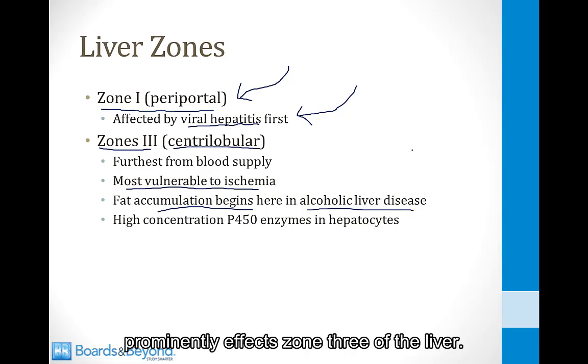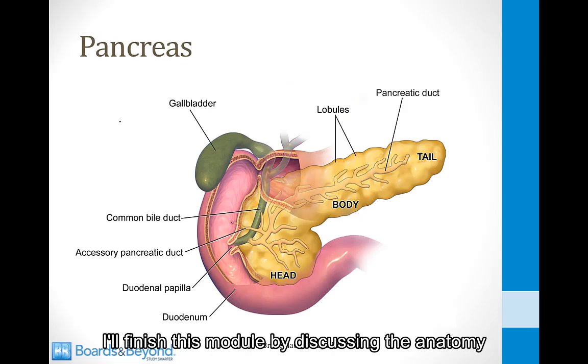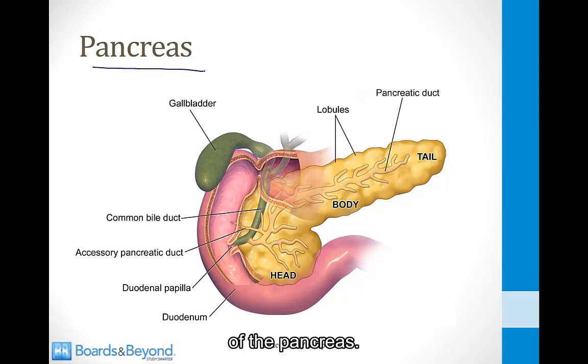Alcoholic liver disease prominently affects zone 3 of the liver. This is also where a high concentration of P450 enzymes are found inside of hepatocytes. I'll finish this module by discussing the anatomy of the pancreas. The pancreas looks like this drawing on the screen here.